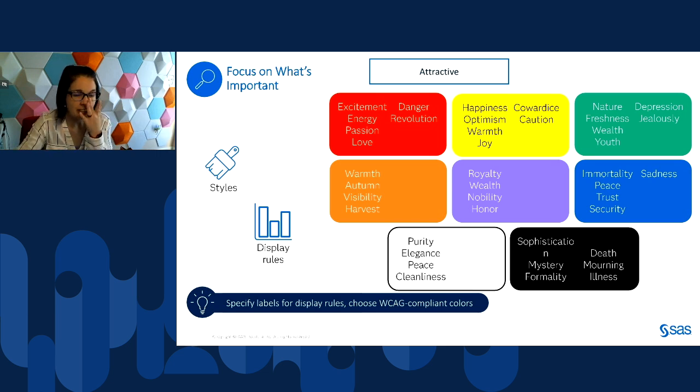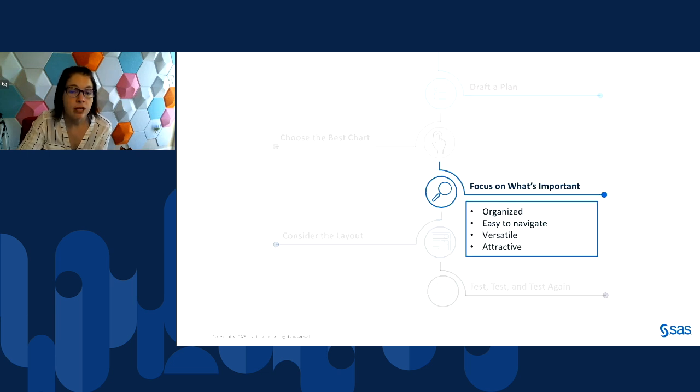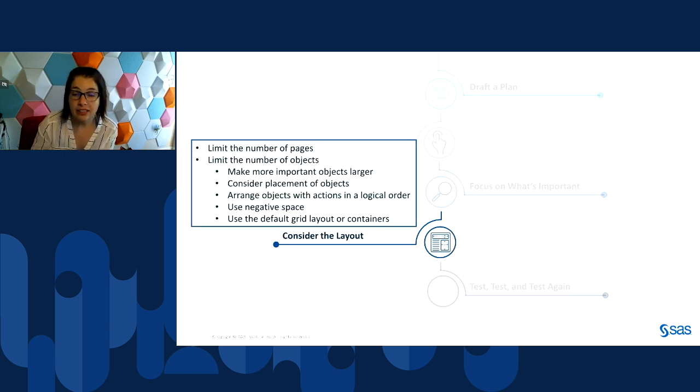So for example, you'll notice in the yellow box, I used a black font to show the values more clearly, but in the black box, I used a white font to show the values more clearly. So you'll always want to think about that as well. So the third step is focusing on what's important. Next, we need to consider the layout.